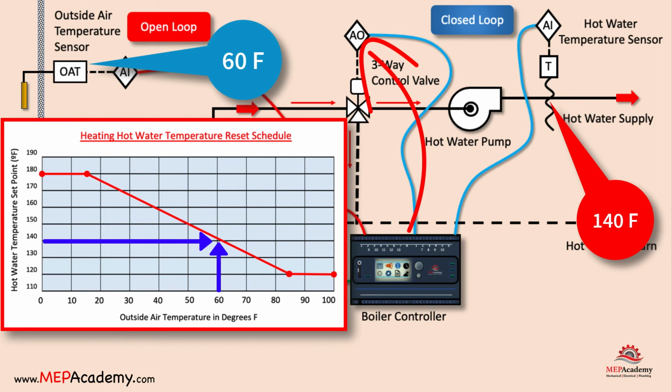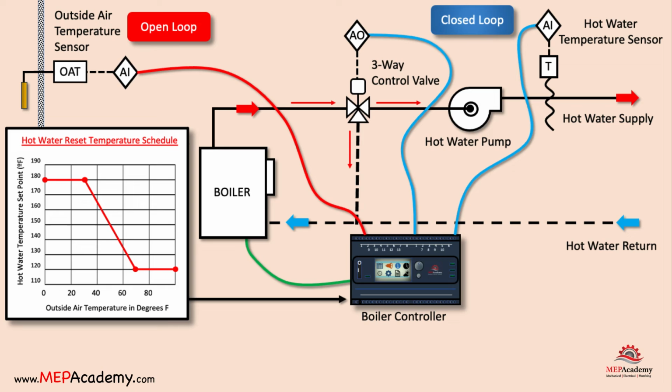The three-way control valve is responsible for controlling the flow of hot water in the heating system based on the analog output signal from the controller. It has 3 ports and can direct the flow in different ways based on the control signal it receives.